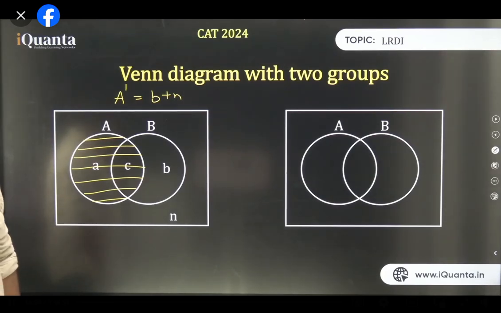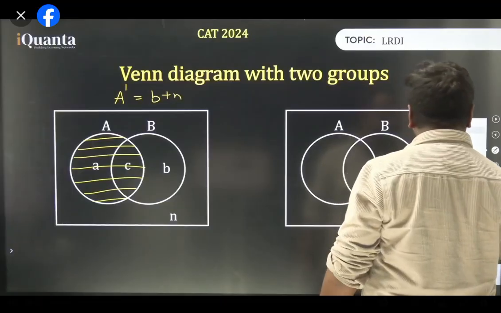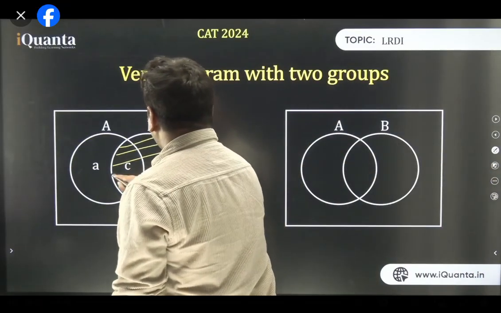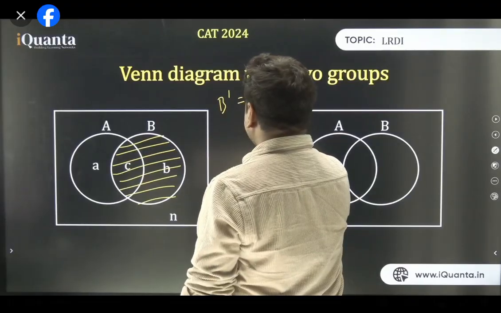Complement. I think I said it 5 times already. When I say B complement, then everything not inside B will be included. So I'm eliminating all the B's. B complement will be equal to A plus N. All right?